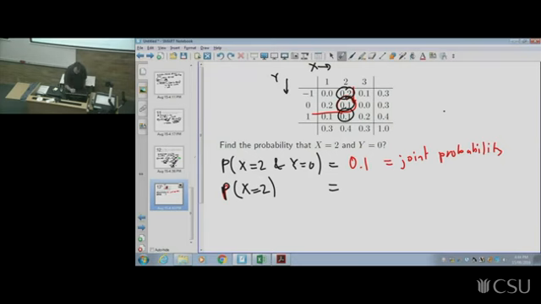And if you add them all up, which has been done for you in this table here, you get the value from the margin. So the 0.4 below just tells you what the probability of x equals 2 is. Again, that's called a marginal probability.